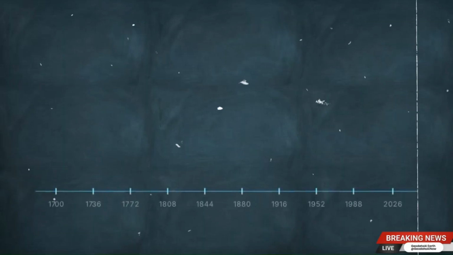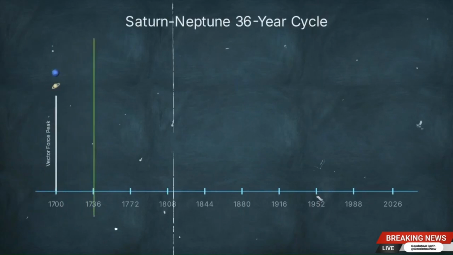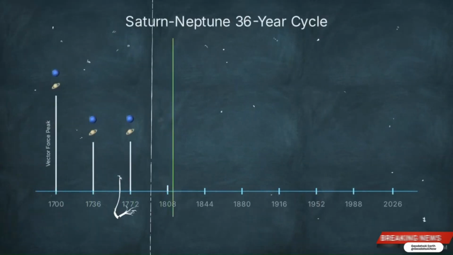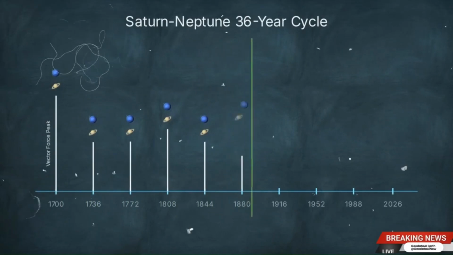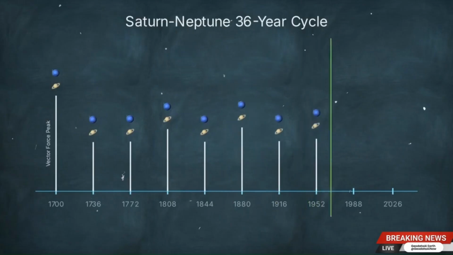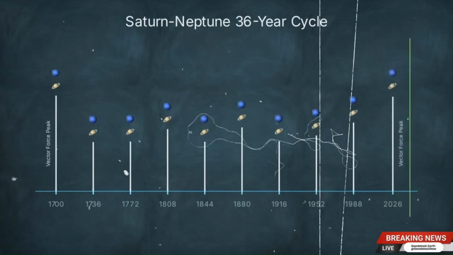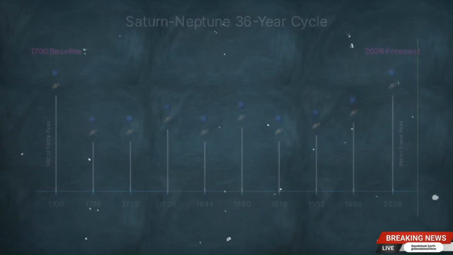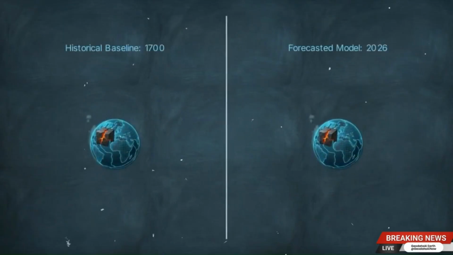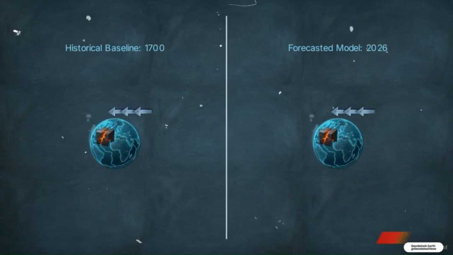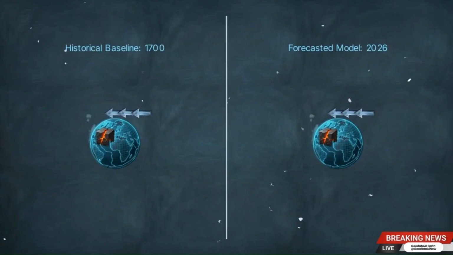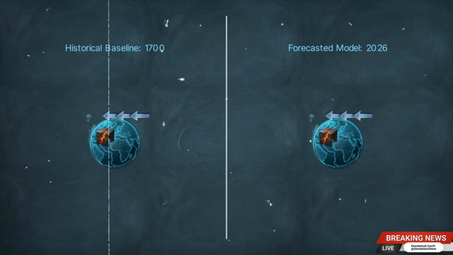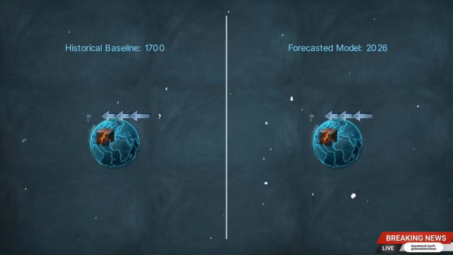This timeline plots the recurring 36-year Saturn-Neptune conjunction cycles, starting from the 1700 baseline and tracking forward to the present day. The data reveals distinct spikes of high vector force, aligning heavily with historical seismic peaks along this specific fault. In a side-by-side comparison of applied planetary vectors, the arrows from the January 1700 rupture mirror the calculated force vectors for the March-April 2026 projection.